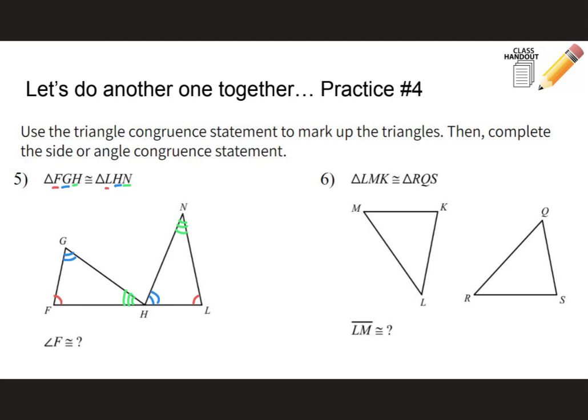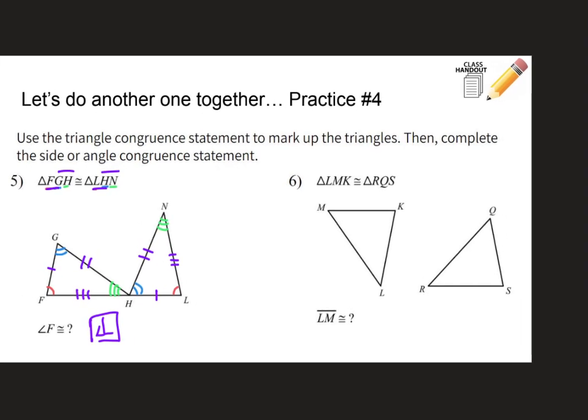So FG is the first one. So that's the first 2 letters. So that's going to match up with LH. Then I have GH matches up with HN. And then by process of elimination, that means the last side has to match up. All right, so now we can answer this question. So angle F is congruent to angle L.